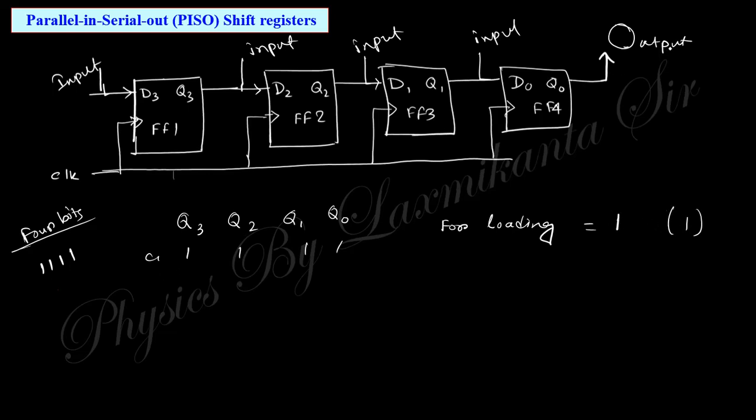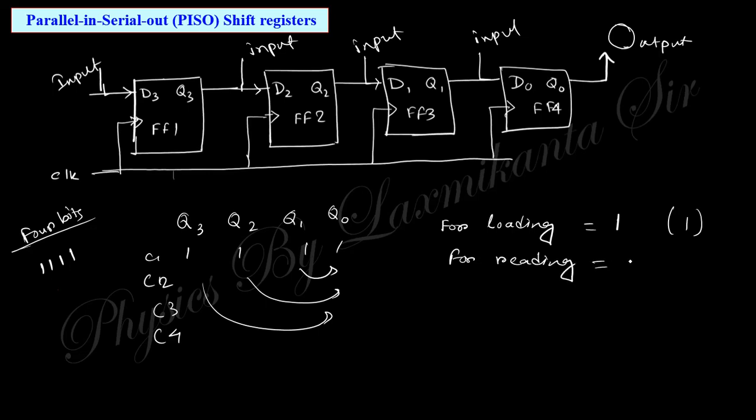But if you get output, so one output here, but this output required another clock, for another clock this will shift, and for another clock this will. So for reading you required here 3, that is n minus 1. So total clock pulse required is nothing but 1 and n minus 1. So their summation will be n. Clear?